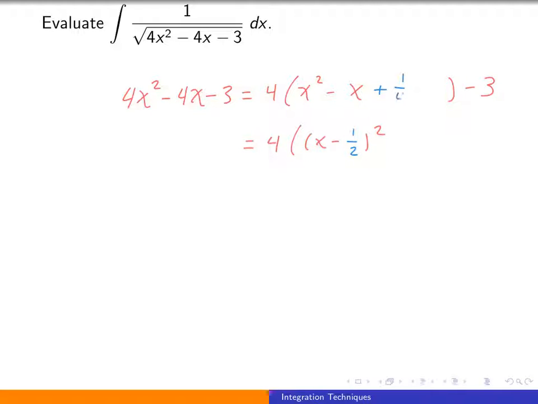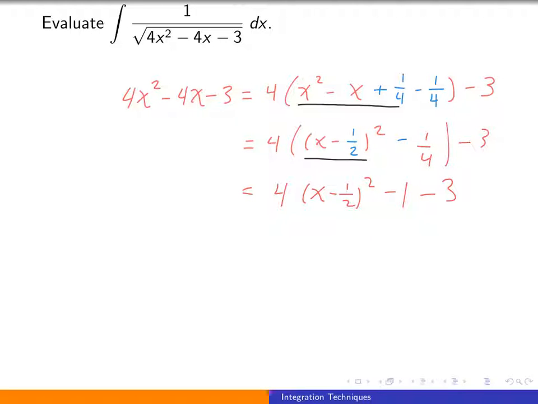So in order for these two things to actually be equal to each other, I need to add 1/4, and now x squared minus x plus 1/4 is exactly x minus 1/2 squared, but I also need to subtract away 1/4, so that I'm essentially just adding 0. So we have minus 1/4 minus 3. So now if I distribute the 4 through, I have 4 times x minus 1/2 quantity squared minus 1 minus 3. So this is 4 times the quantity x minus 1/2 squared minus 4.